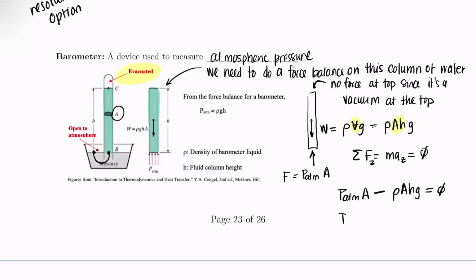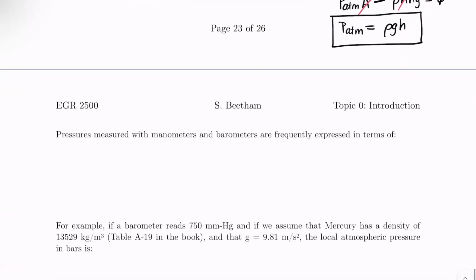These are equal to 0. So we can solve for P atmosphere by first canceling out area from both of these terms. It's not equal to 0, so we can divide through by it. And then we will move rho g H to the right-hand side. All right, so that is how a barometer works.